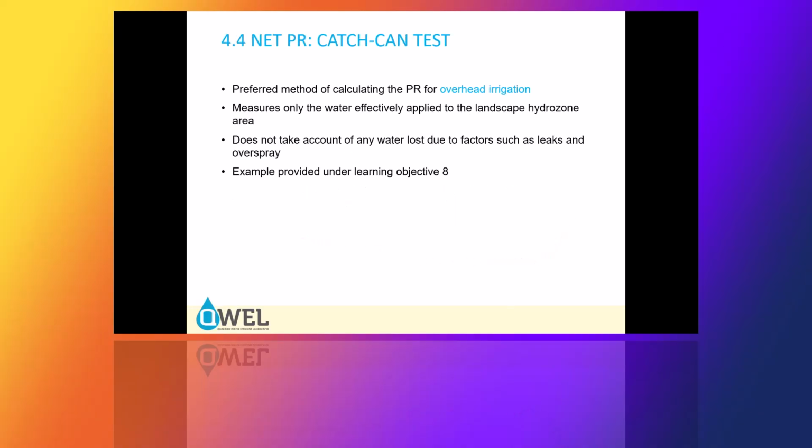Okay, the best way to determine precipitation rate is by doing a catch can test. That's the way we determine net PR. The reason it's the preferred method for calculating PR is it only measures the water effectively applied to the landscape hydrozone area. It does not take into account any of the water loss due to factors such as leaks and overspray. Later in Lesson 8, we're going to go over how to perform a catch can test in more detail.